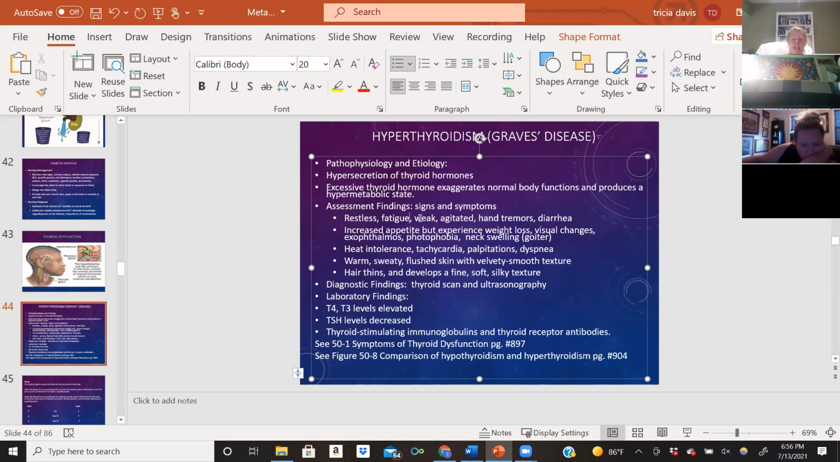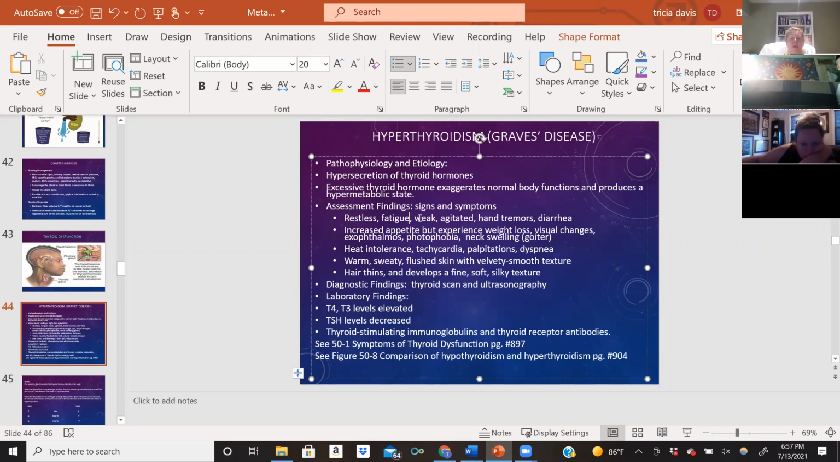Some people get diarrhea. So these patients are going to have an increased appetite. They're going to want to eat everything all the time, but they still experience weight loss because their metabolic rate is too high. Some people report visual changes. These are the ones that are going to present with exophthalmos. I'm going to show you that. I think there's a picture. Photophobia. And then these patients might get a goiter, which is this middle area here in the neck area that gets very swollen.